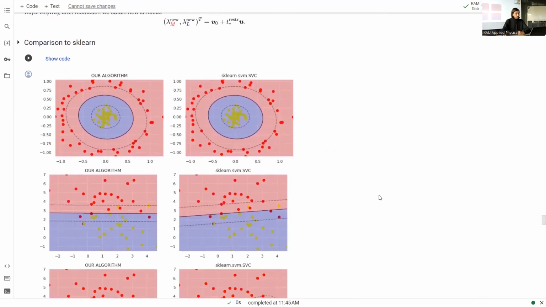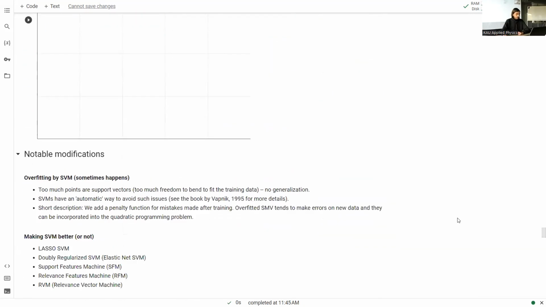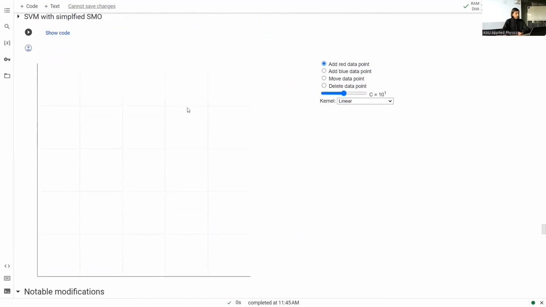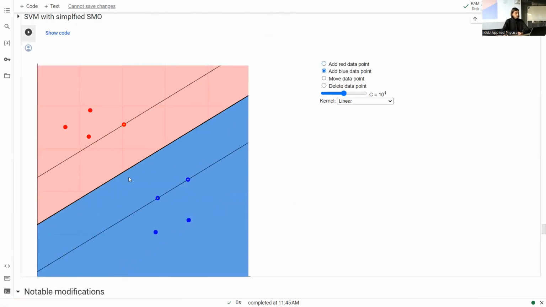So here is a comparison of the simplified algorithm to sklearn. You may see that it differs just slightly. And here I want to show you an implementation in JavaScript. So let me put some points in here, and you see that we already have a separation line.